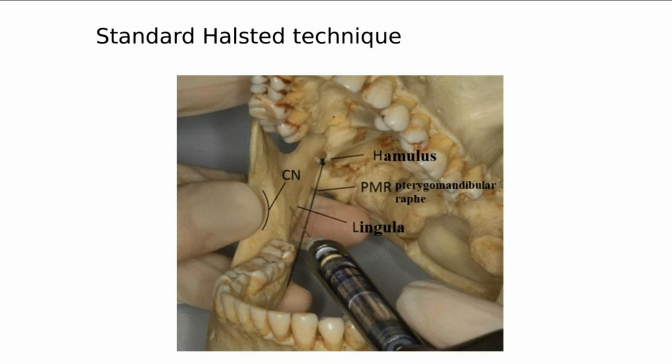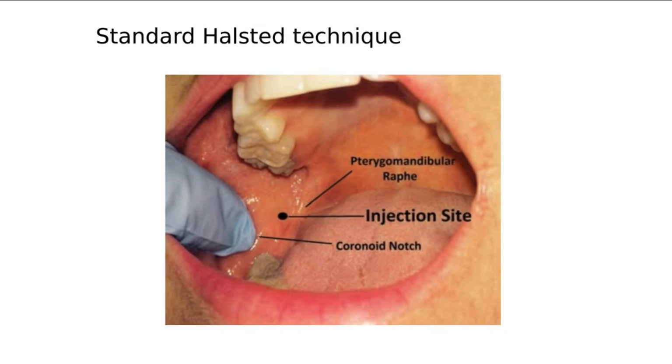Here it is again. The coronoid notch from one side, the pterygomandibular raphe from the other side. Draw the line from middle to middle, get the middle point, and then go a little bit in toward the pterygomandibular raphe. Here is your point again. This is longer than this.